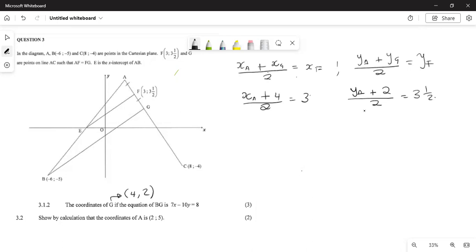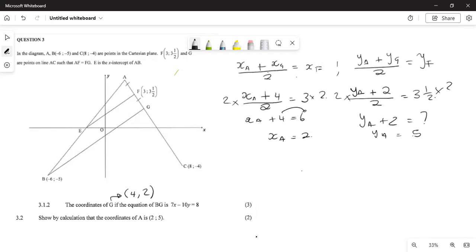Let's solve for x. We'll multiply everything by 2. We get XA plus 4 is equal to 6. Take 4 to the other side, we get XA is equal to 2. And on this side, we'll go ahead and multiply with 2 all over, and we get YA plus 2 should give us 7, and therefore YA should give us 5.